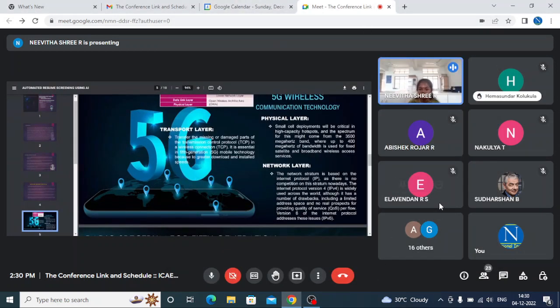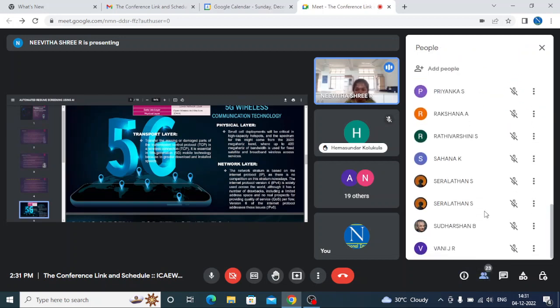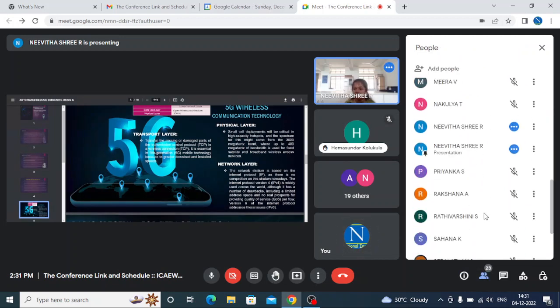Network layer. The network stratum is based on the Internet Protocol, and there is no competition on this stratum nowadays. Internet Protocol version 4, IPv4, is widely used across the world, although it has a number of drawbacks, including a limited address space and no real prospect for providing quality of service per flow. Version 6 of the Internet Protocol addresses these issues.